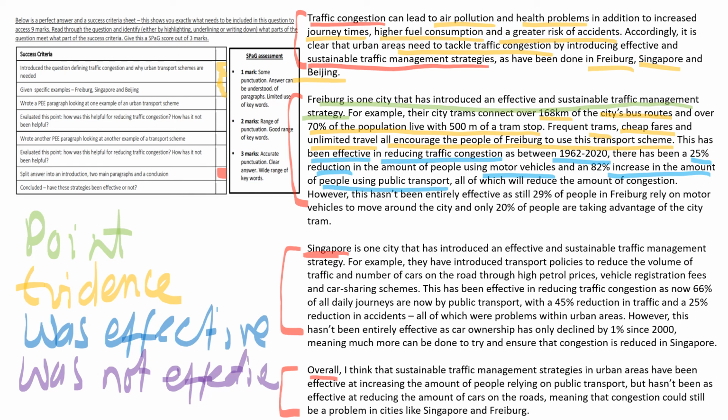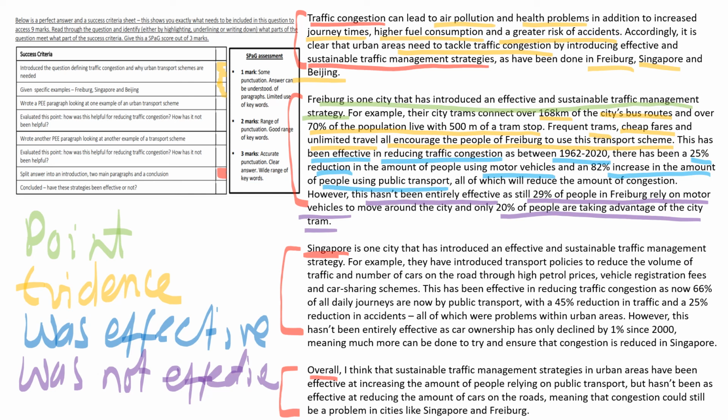However, has it been fully effective, or have there been negatives of it as well? Well, let's read on. However, this hasn't been entirely effective. So remember that if you don't look at the positives and the negatives in an evaluate question, you won't be able to access more than 6 marks. So why has it not been effective? Well, still 29% of people in Freiburg rely on motor vehicles to move around the city, and only 20% of people in the city take advantage of the tram, which means that actually, even though it's increased the amount of people using this new transport system, it's not as good as it could be, and they need to encourage more people to use it.